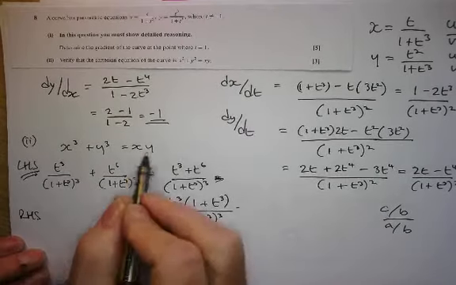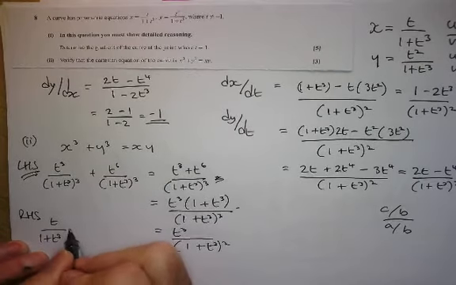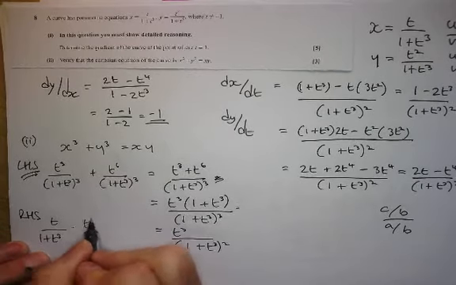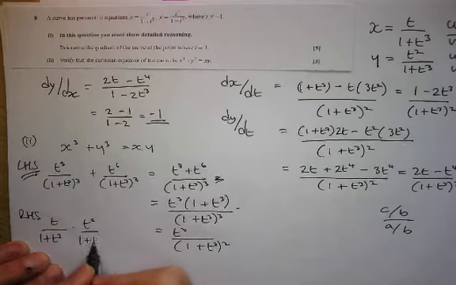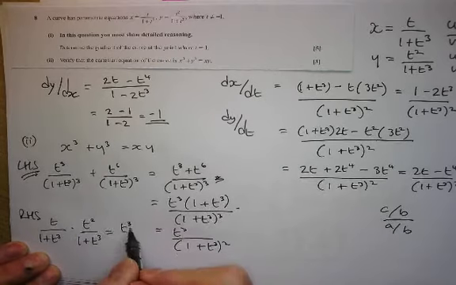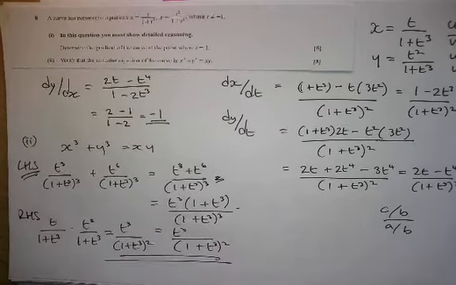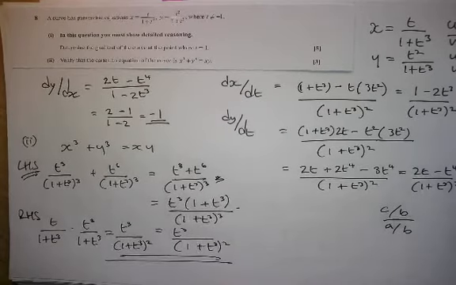Now let's consider the right hand side. Right hand side is xy, so it's t over 1 plus t cubed multiplied by t squared over 1 plus t cubed, which equals, that times that does equal that. It's the same. And because they equal the same, boom, nicely done. Hope that's helped.